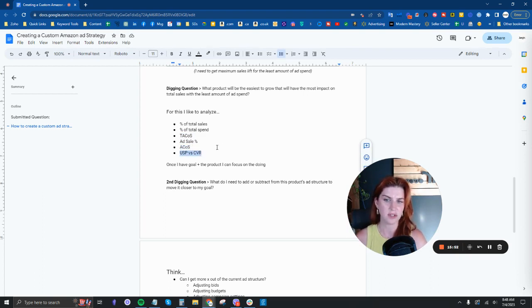I also like to look at the unit session percentage versus the ad conversion rate. It can be very helpful. Typically speaking, not always, but typically speaking, the ad conversion rate should be higher than the unit session percentage, or at the very least equivalent. Let me just walk through what these numbers tell me, okay? So these tell me what has the most impact, but these tell me how efficient the ads are currently running. And if I increase spend or decrease spend, what's going to happen?